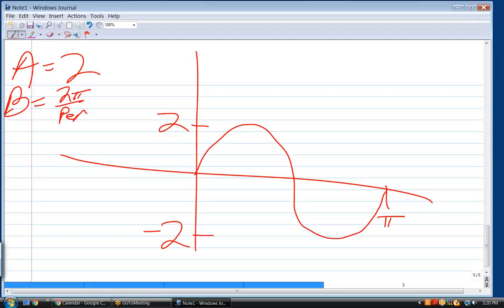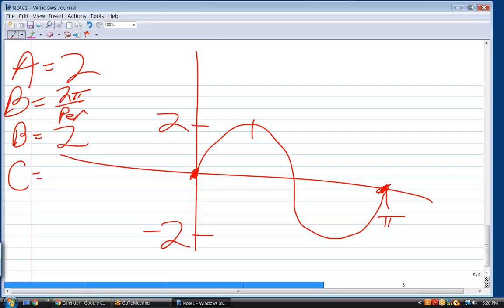What's the period in my drawing? The period is the distance from where it begins to where it starts again. In other words, if I were to keep drawing this, the period is either peak to peak or valley to valley. Exactly. So the period in my drawing is pi. So B, therefore, is 2 pi over pi. Then that would just be 2, correct.